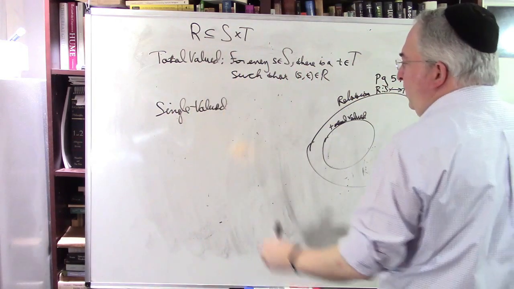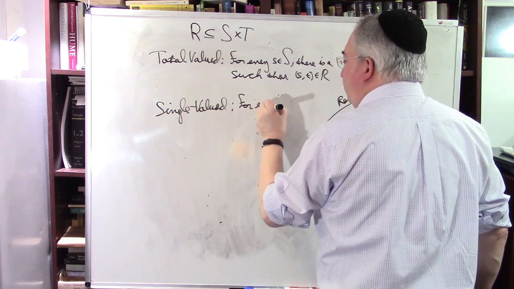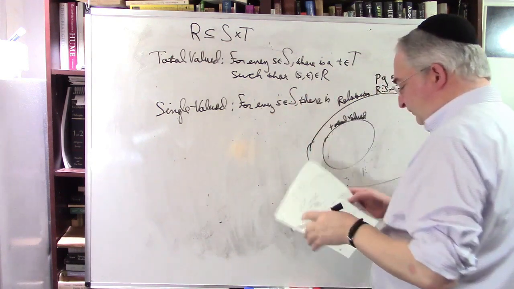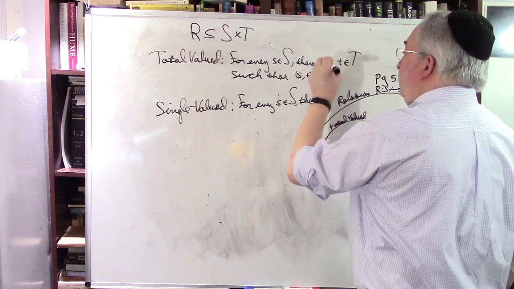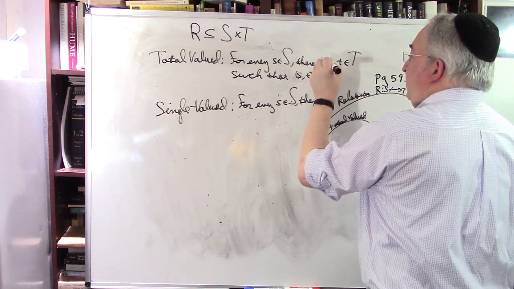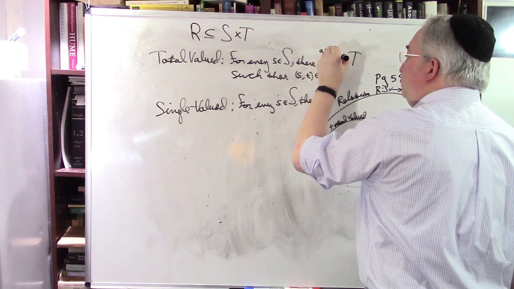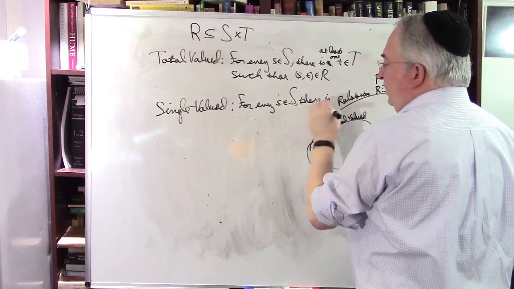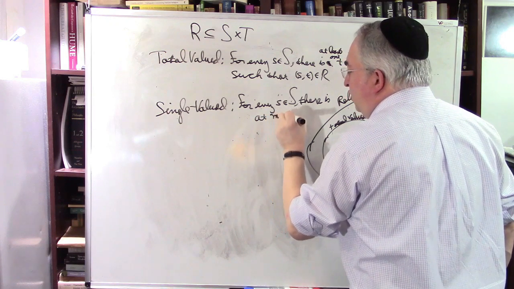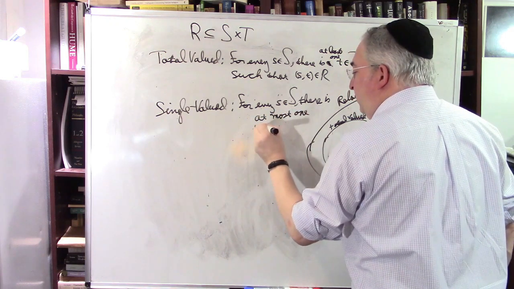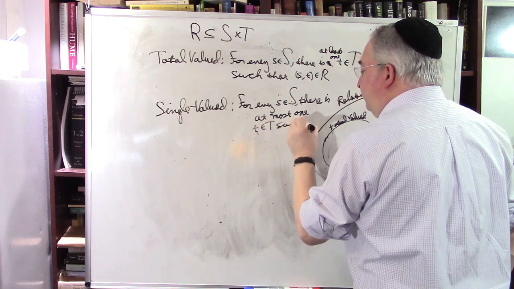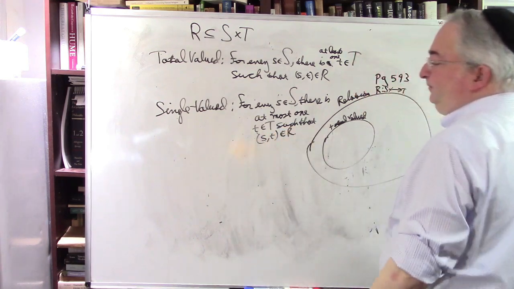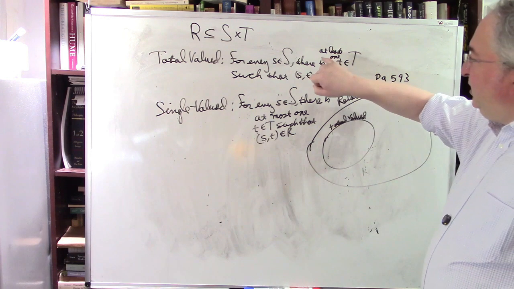Okay, and what does that say? For every s member of S, there is at least one t member of T such that (s, t) is a member of R. I'm going to change this as follows: there is at most one t member of T such that (s, t) is a member of R. Okay, so it's exactly the same. This just says there's at least one.